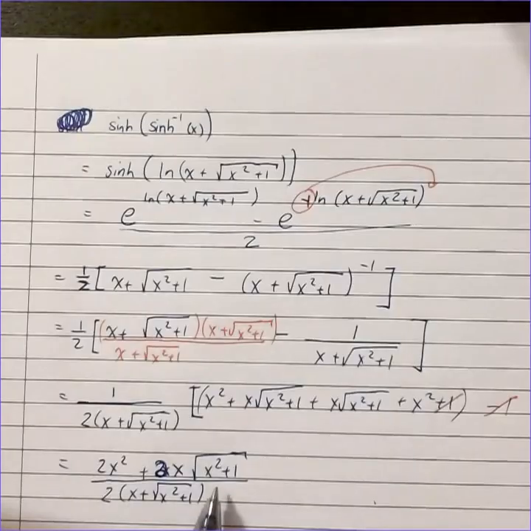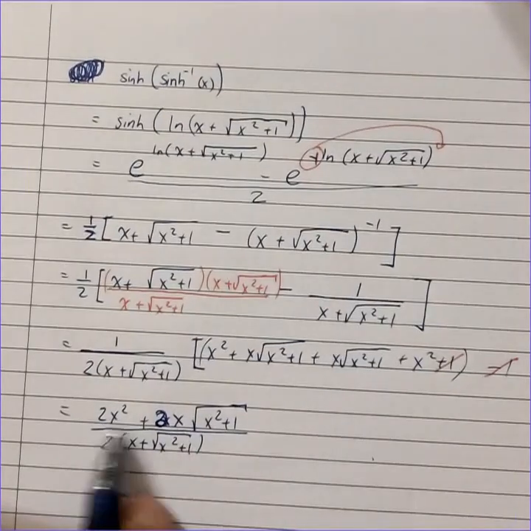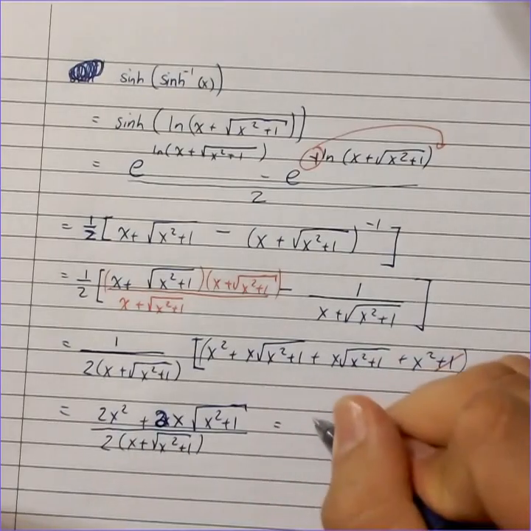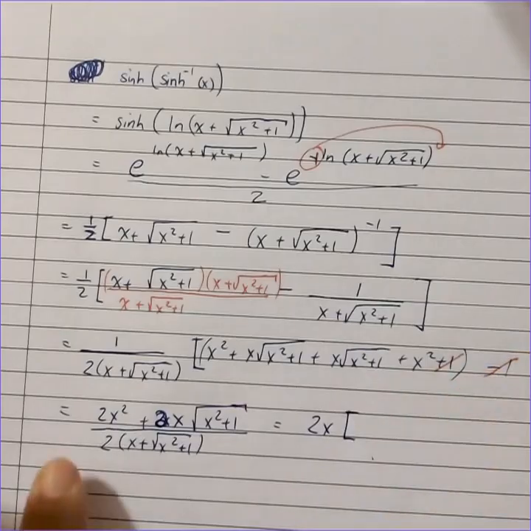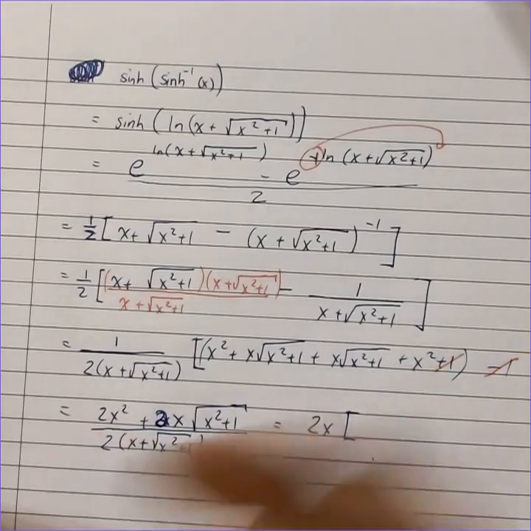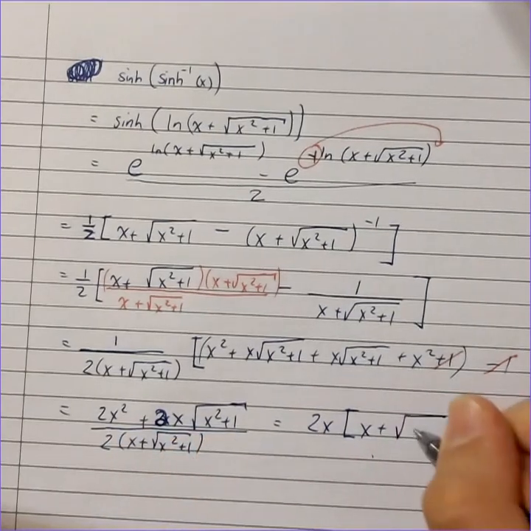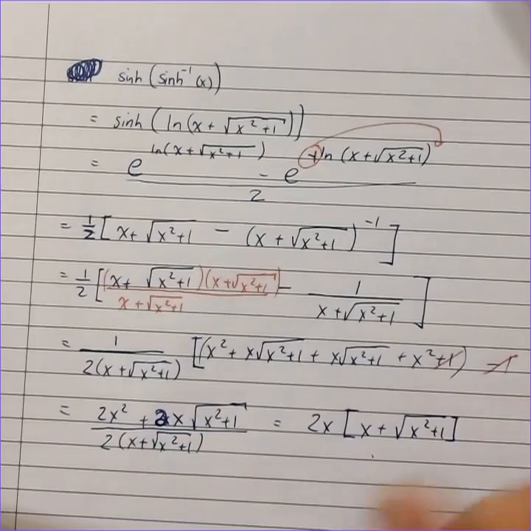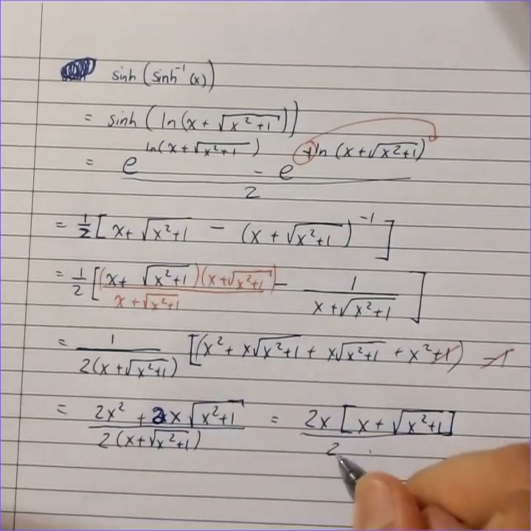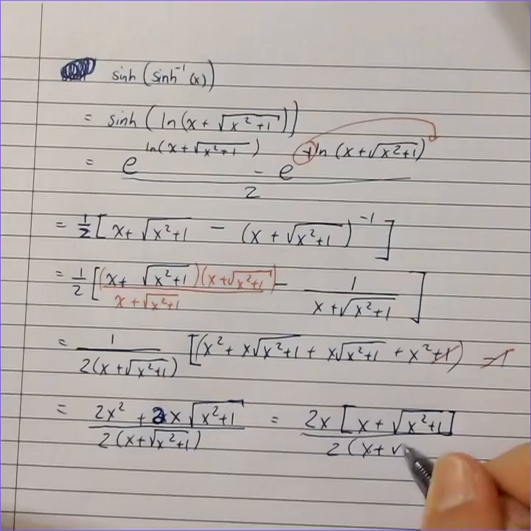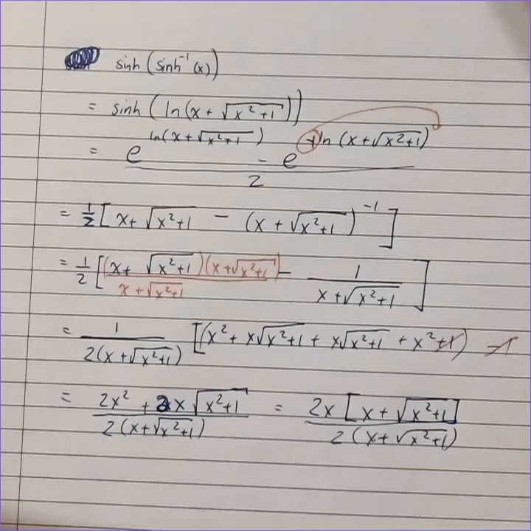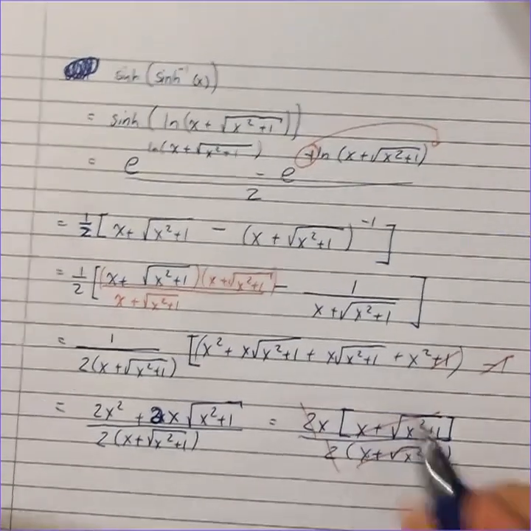Notice that in that numerator, I have a common factor of 2x. Both of these have a 2 in them. Both of them have an x. So I'm going to write that as 2x times, once I factor out the 2x, that leaves me just an x, plus, that leaves me just the root of x squared plus 1. And then my denominator is still that common denominator of 2 times x plus root x squared plus 1. And now those divide and those divide, which leaves us just the value of x.